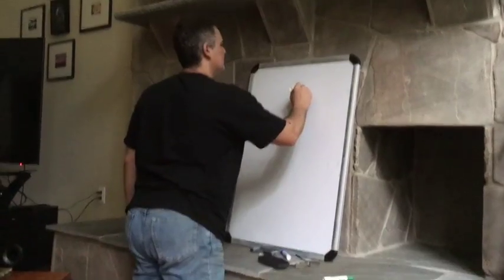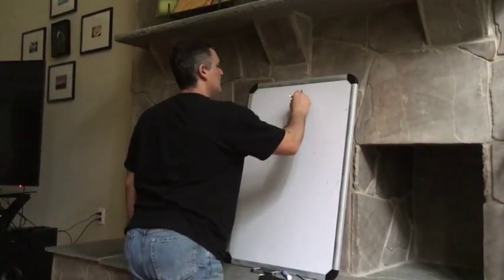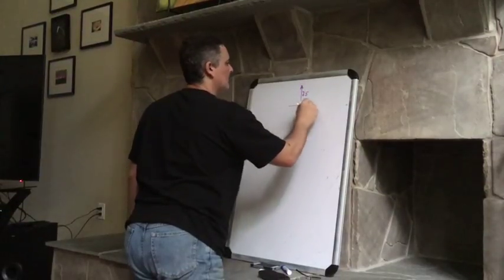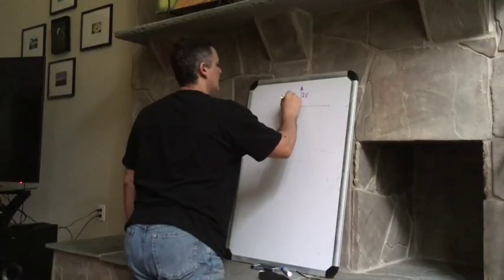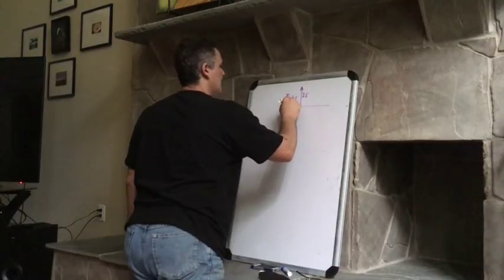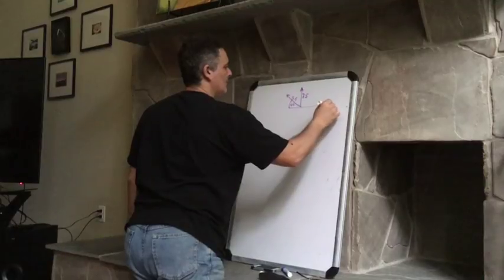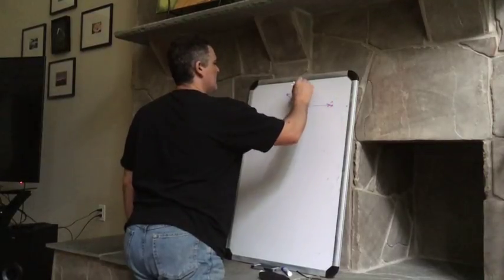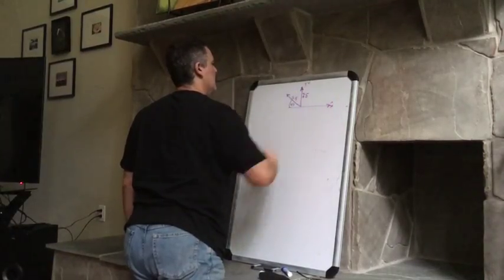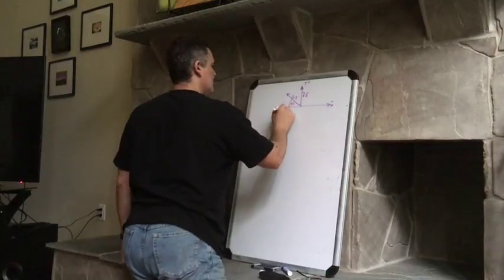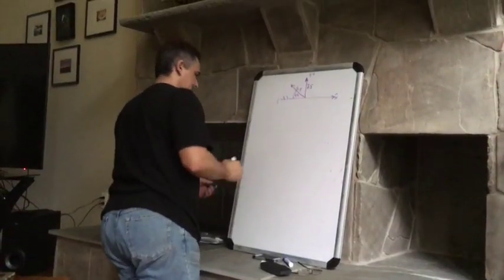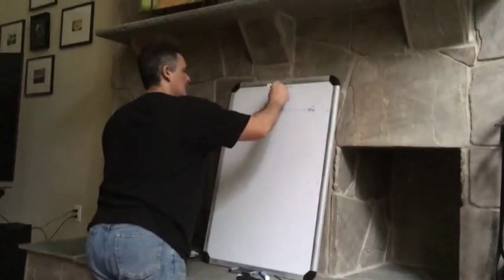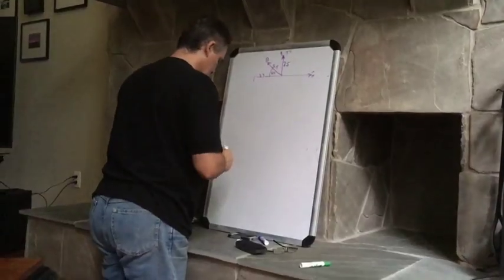Vector A points in the positive y-axis, and vector B is 5.5 centimeters long and points at 60 degrees to the negative x-axis. Determine the x and y components of vector A. Okay, so this is going to be in the y direction. And this right here is the negative x direction. So the negative x is to the left here. This is A. This is B.